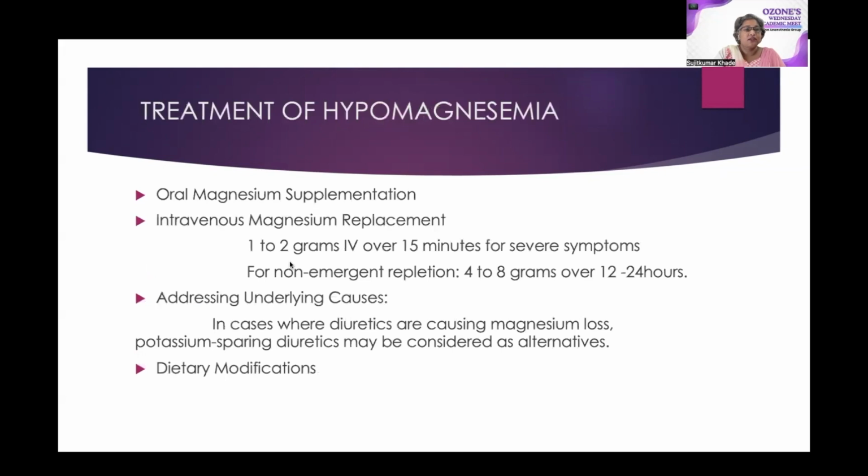Treatment of hypomagnesemia: oral magnesium supplements, intravenous magnesium of 1 or 2 grams over 15 minutes for severe symptoms, and for non-emergency replacement, 4 to 8 grams over 12 to 24 hours. Continuous monitoring of serum magnesium level is essential during the treatment, especially in patients with renal impairment. Addressing the underlying cause where drugs are concerned, and dietary modification.